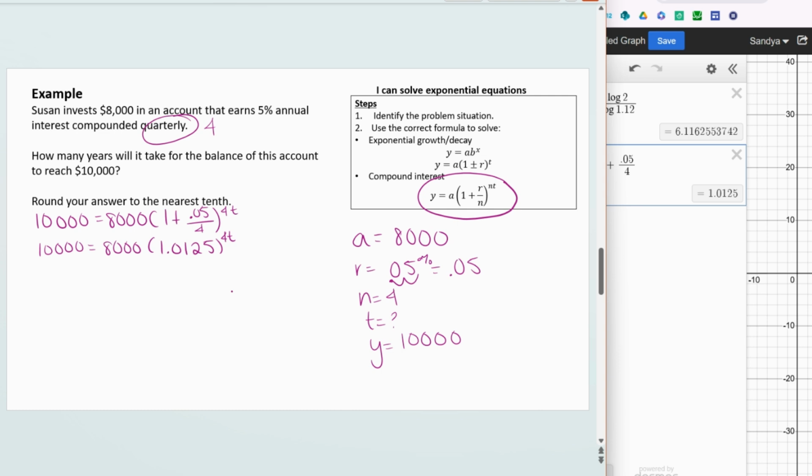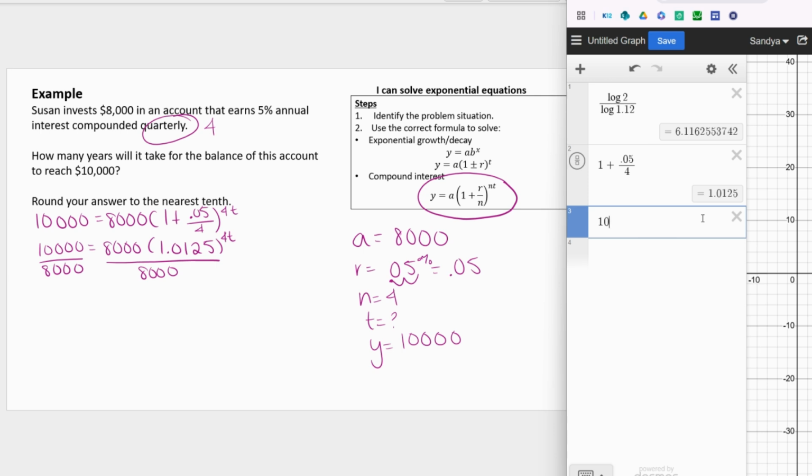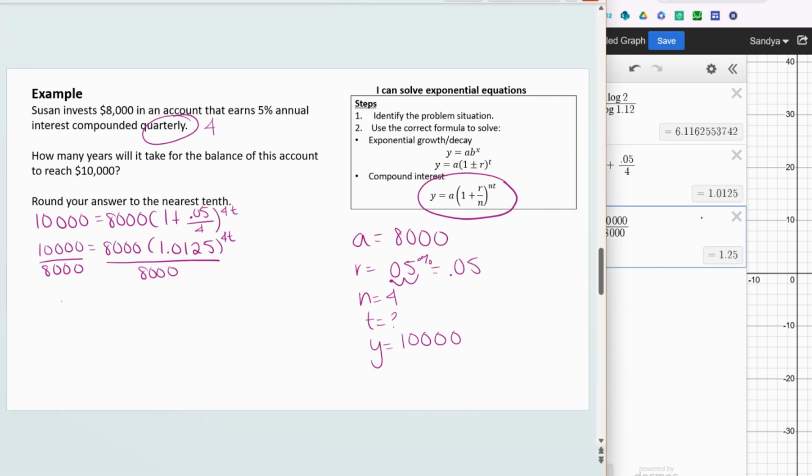I still need to isolate that exponential term. It has that 8,000 in front. So I'm going to divide both sides by 8,000. So when I divide both sides by 8,000, I have 10,000 over 8,000. So I'm going to just go ahead and divide on my calculator. 10,000 over 8,000 gives me 1.25. Okay, so I have 1.25 equals, and then here this cancels, and then I have 1.0125 to the 4t.